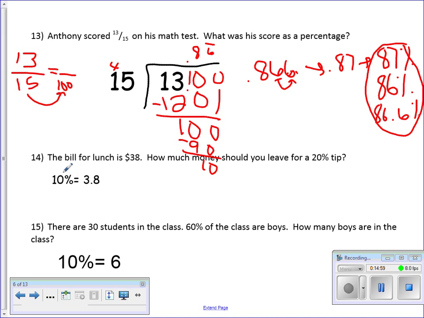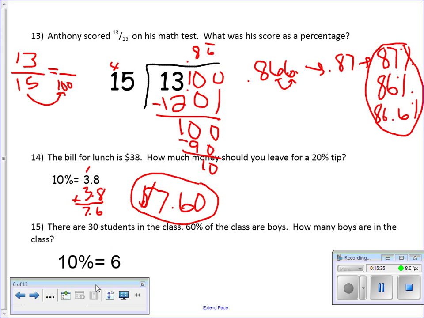This question could quickly be solved using my 10% trick. So 10% of 38 is 3.8. And if I want to find a 20% tip, well, I can add 3.8 plus 3.8 together, because this is 10% and this is another 10%. So when I add these together, I get 7.6, which is $7.60. I took off points if you didn't include units, so be careful.